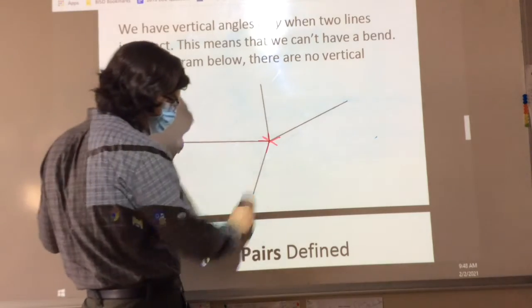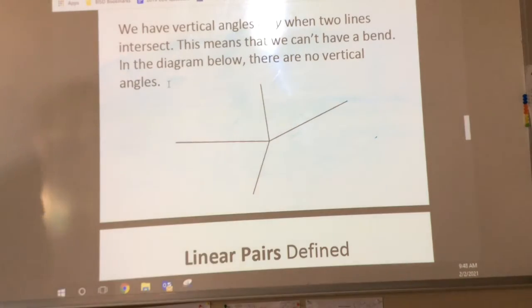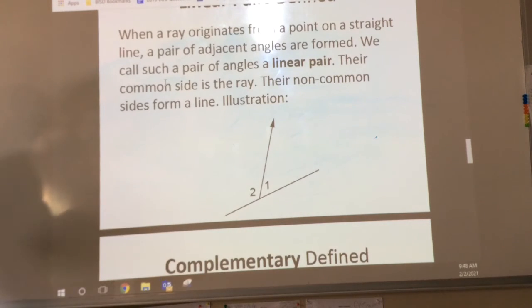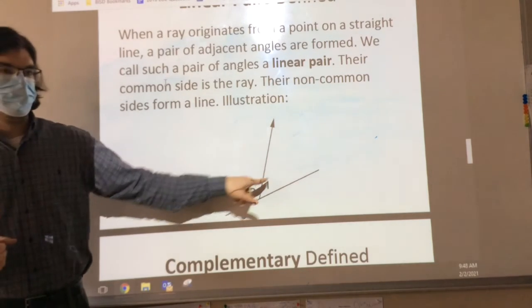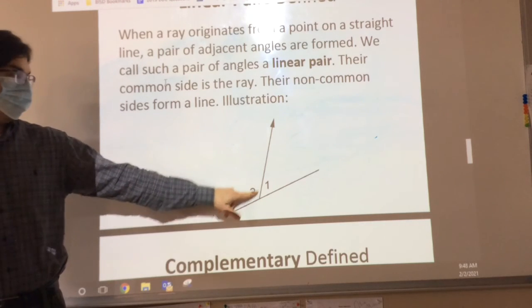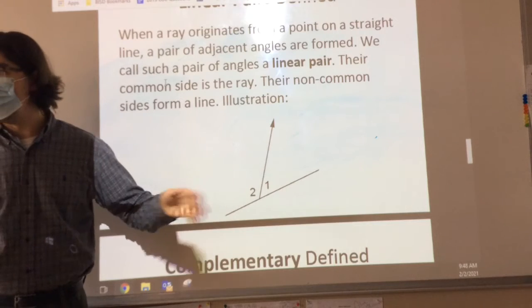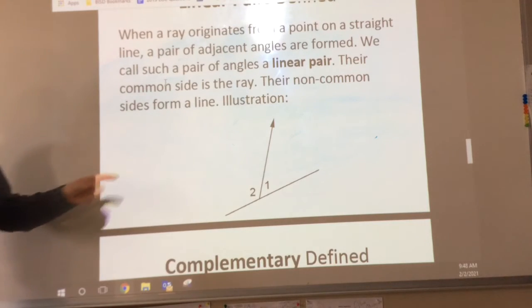All right, let's talk about linear lines. Linear means straight line. When a ray originates from a point on a straight line, a pair of adjacent angles are formed. Can we agree these are adjacent? Because they share one line, but it's two angles? We didn't say adjacent meant the same, we said vertical meant the same.